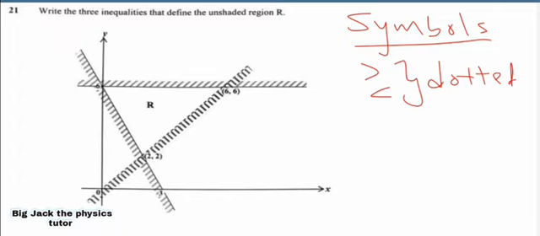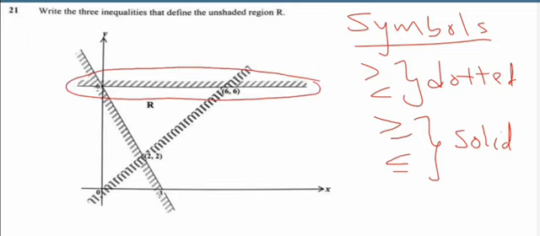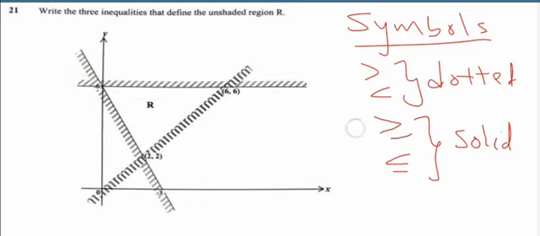Then let's come to solid lines. For solid lines, we use greater than or equal to, or less than or equal to. Even these two symbols are applicable to solid lines. Whenever you have been given a solid line like this one here, you need to use one of these, either this one or this one, depending on the part which is not shaded, the unshaded region. So let's answer the question.